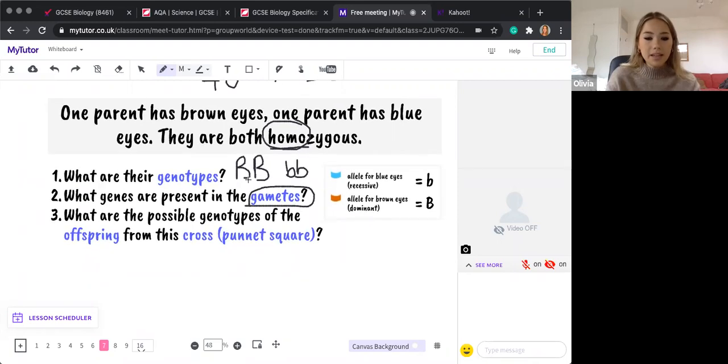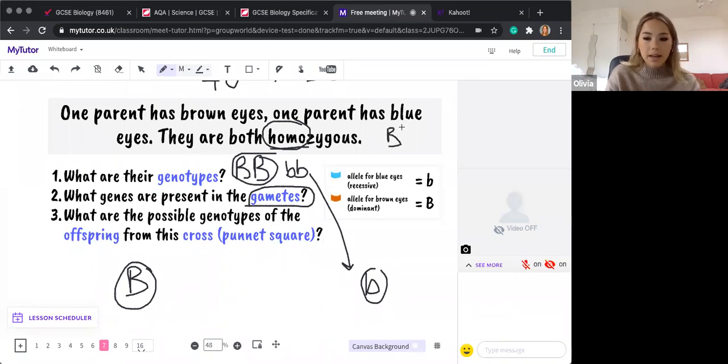So the genes present in the gametes here: this person could only create gametes with a big B in them, and this person could only create gametes with a little b in them. Whereas if they were heterozygous, big B, little b, half of their gametes would have the dominant allele and half would have the recessive allele.